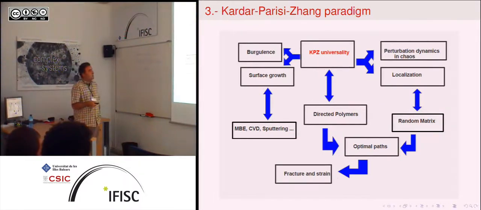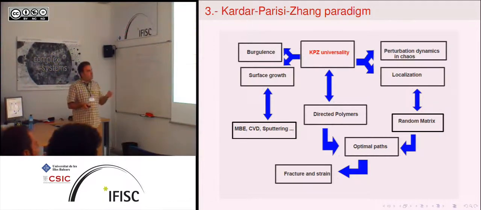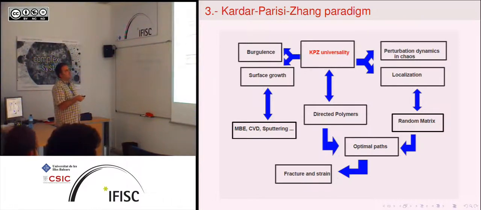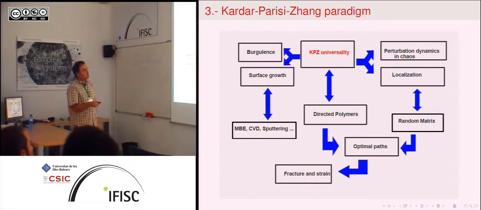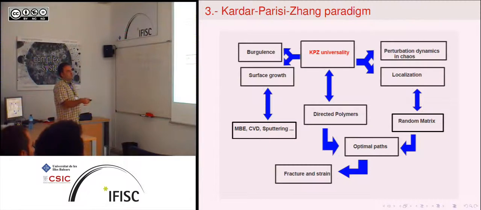Well, I think I'll finish here, just to show you this transparency, a little bit messy, that tries to show the connection of KPZ universality, which is, as I said, the minimal example of scaling invariant behavior in non-equilibrium, and how it is connected with so many problems. Some of them are direct: turbulence, surface flow, perturbation dynamics in space-time chaos, and localization of directed polymers. Some others are inferred: random matrices, optimal path, directed polymers, etc.